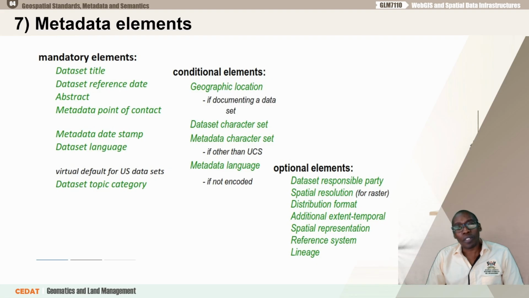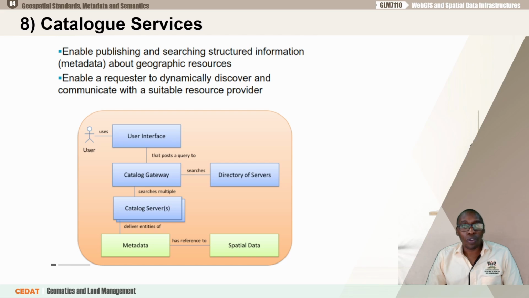Now, when you have this metadata, so what? So we said that this metadata allows us to advertise the data set so that someone can discover that this data set exists, evaluate the data set, and then use it or reuse it. So for us to be able to do that, we need cataloging services which enable us to publish and search structured information or metadata about geographic resources. These catalog services also enable a requester to dynamically discover and communicate with a suitable resource provider.